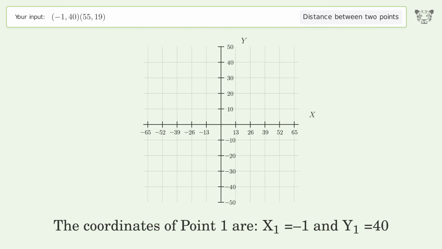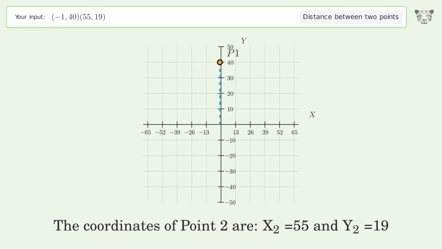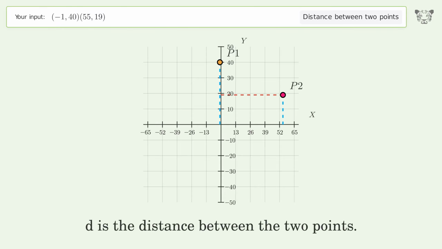The coordinates of point 1 are x1 equals -1 and y1 equals 40. The coordinates of point 2 are x2 equals 55 and y2 equals 19. D is the distance between the 2 points.